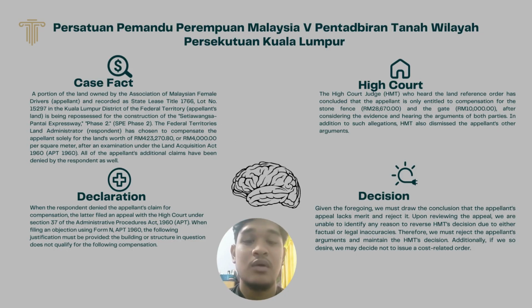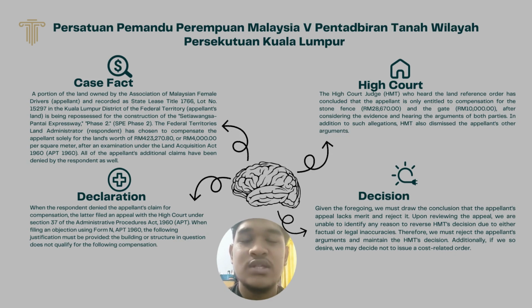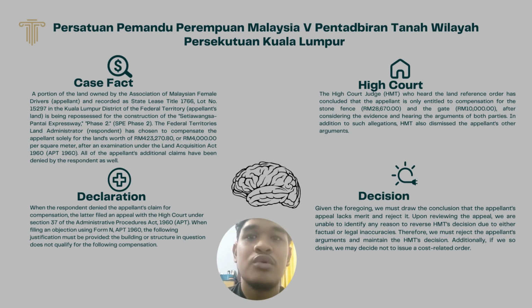Next, I will present the case of Persatuan Pemandu Perempuan Malaysia versus Pentadbiran Tanah Wilayah Persekutuan Kuala Lumpur. For the case facts, a portion of the land owned by the Association of Malaysian Female Drivers and recorded as state lease, title 1766, lot number 15297 in Kuala Lumpur district. For the appellant, solely for the land's worth of 423,270 ringgit or 4,000 ringgit per square meter.